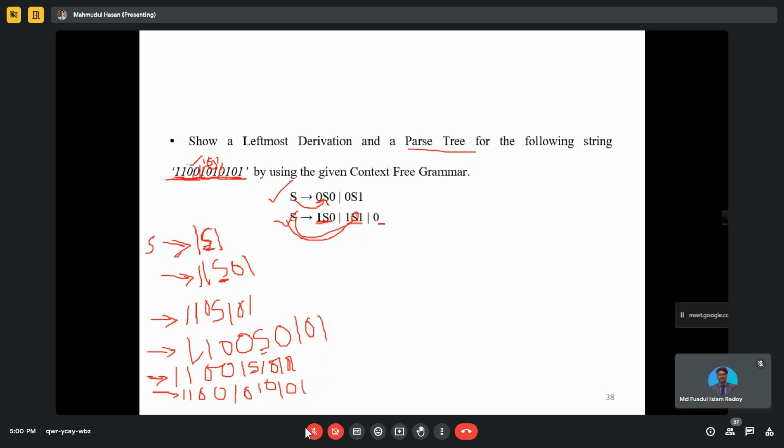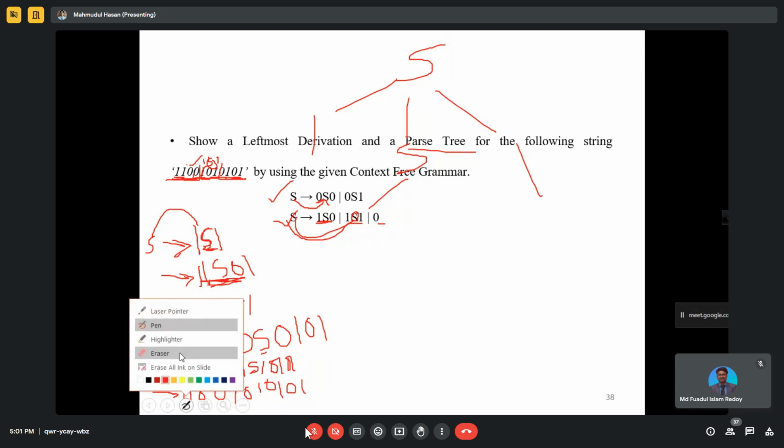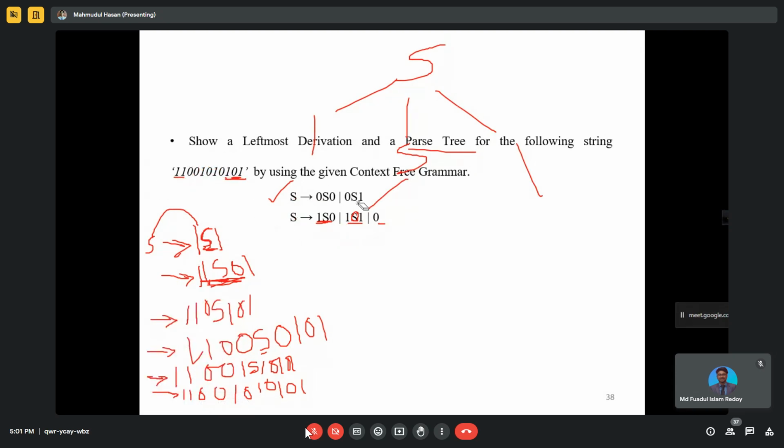How? Because at first S to 1S1. So S to 1S1. Okay. Then this S to 1S1, that is S to 0. Just a minute, I want to erase some unwanted parts. Okay, just a minute.